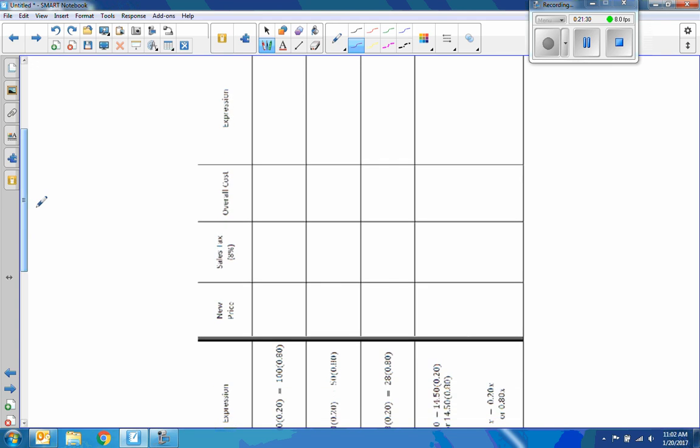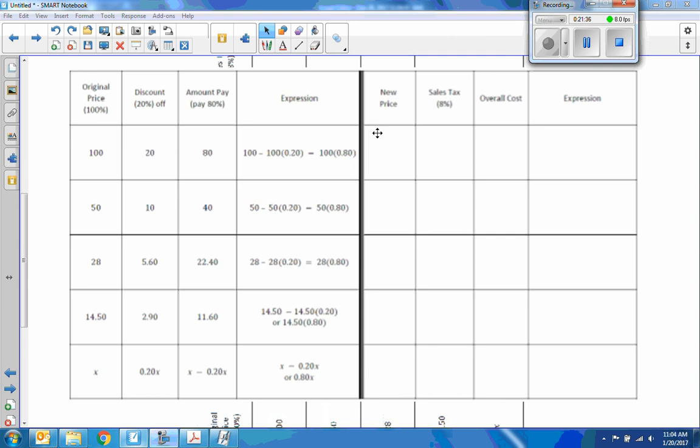Okay, example 4. I did not do this in class because it was rotated sideways, so give me a moment and I'll rotate it. Okay, I lost a little bit of resolution with this, but it's better than sideways. So here we're going to fill out this example. It says the original price of $150, new price, sales tax 8%, overall cost expression.